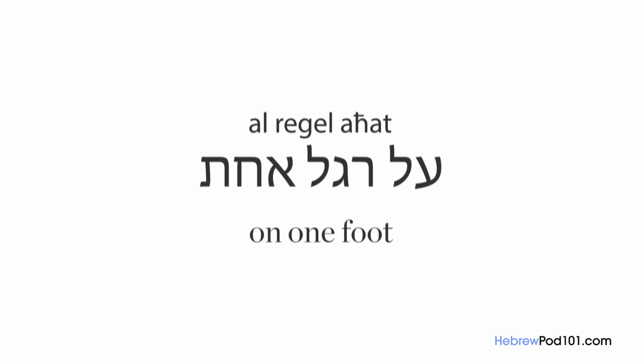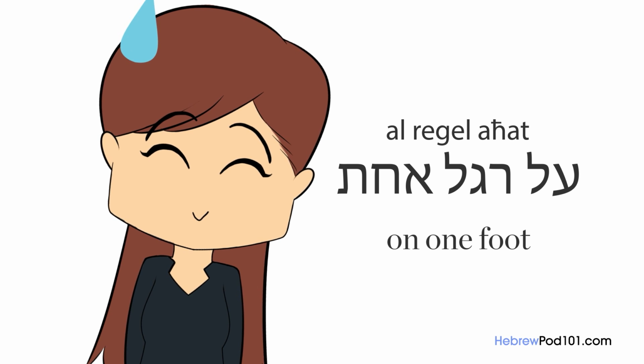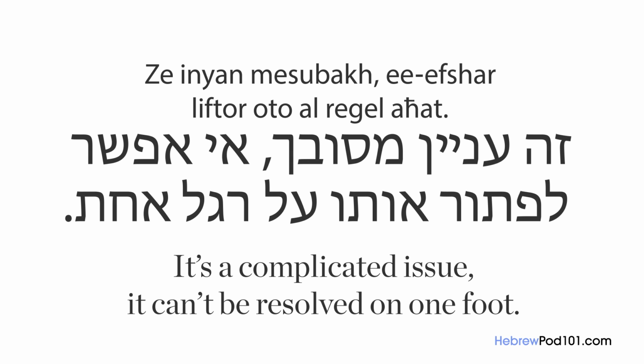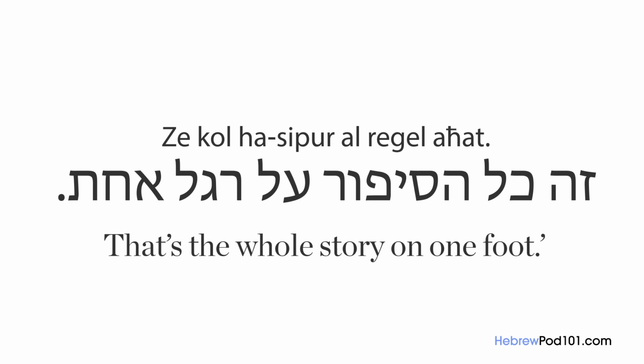Today, you can use this expression when you want to imply that something is done briefly, without much thought behind it. For example, if you want to say that an issue is very complicated and cannot be solved easily, you can say, זה עניין מסובך, אי אפשר לפתור אותו על רגל אחת. It's a complicated issue, it cannot be resolved on one foot. Or, if you just gave someone the short, undetailed version of a complicated matter, you can say, זה כל הסיפור על רגל אחת. That's the whole story on one foot.